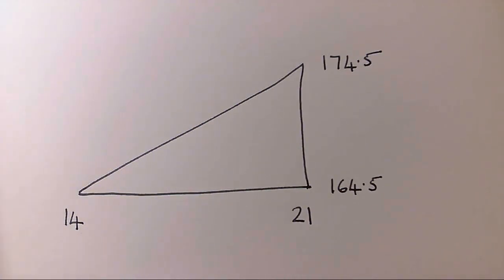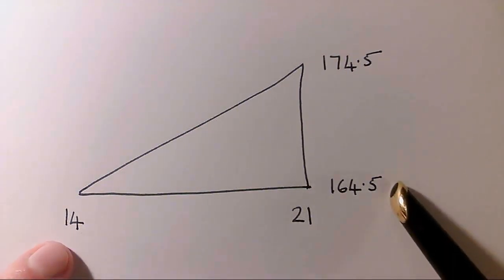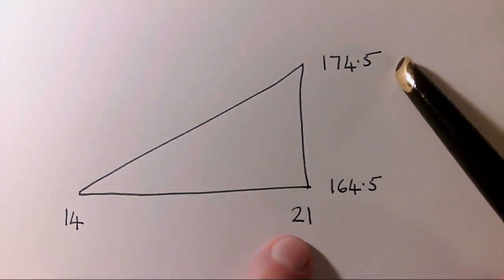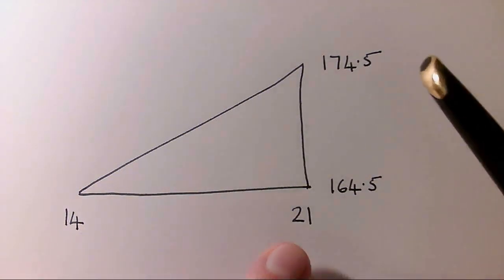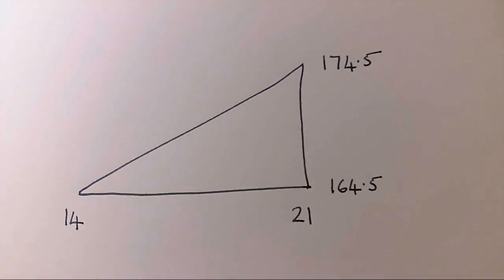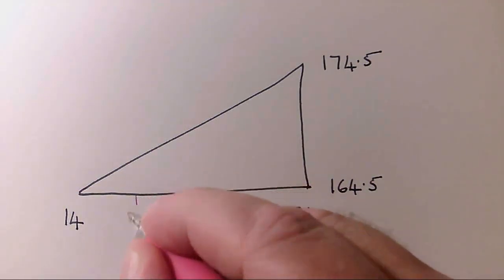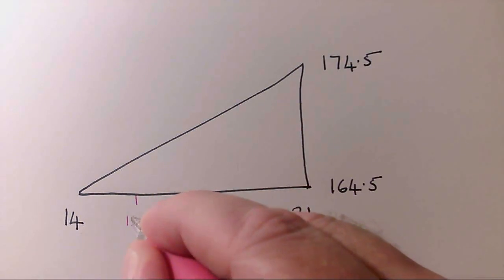Okay, I'm going from the 14th person to the 21st person, and as I go from the 14th person with a height of 164.5 up to the 21st person, I reach a height of 174.5. But our median was the 15th person. So what we've got to do is use this diagram to estimate the height of the 15th person.